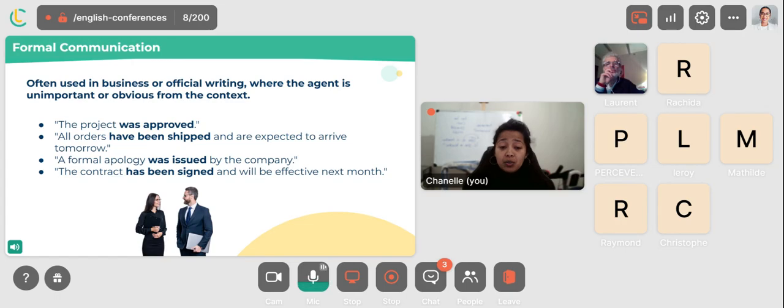If we go back to a formal apology was issued by the company, you can see how it places importance on the apology. If we had to say the company issued an apology, our focus would still remain with the company. And so in this way, by making the apology more important, it carries more weight.